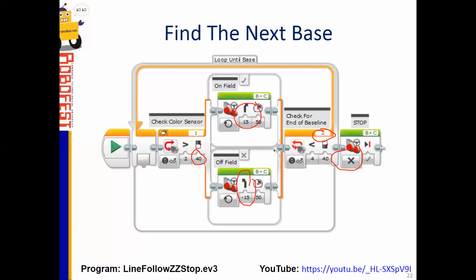All right. So this is line follow ZZ stop in our EV3 program sample we provided for you. It's a little mini program. Line follow ZZ stop is what you run to do this. You can edit this to fit your robot as needed.